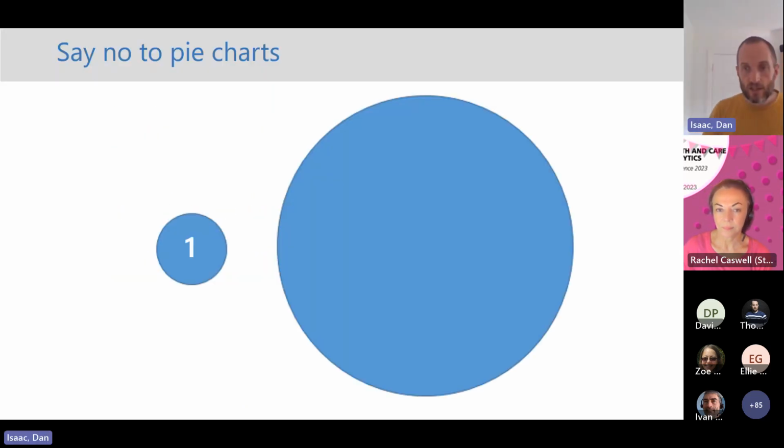And the last point I wanted to share with you is that I think we should all say no to pie charts. And to emphasize this point, I've got one final question for everybody. And again, please shout out, pop something in the chat. How many times bigger do you think this circle is than this circle on the left-hand side? So in terms of area, how many times bigger is this circle than the one on the left?